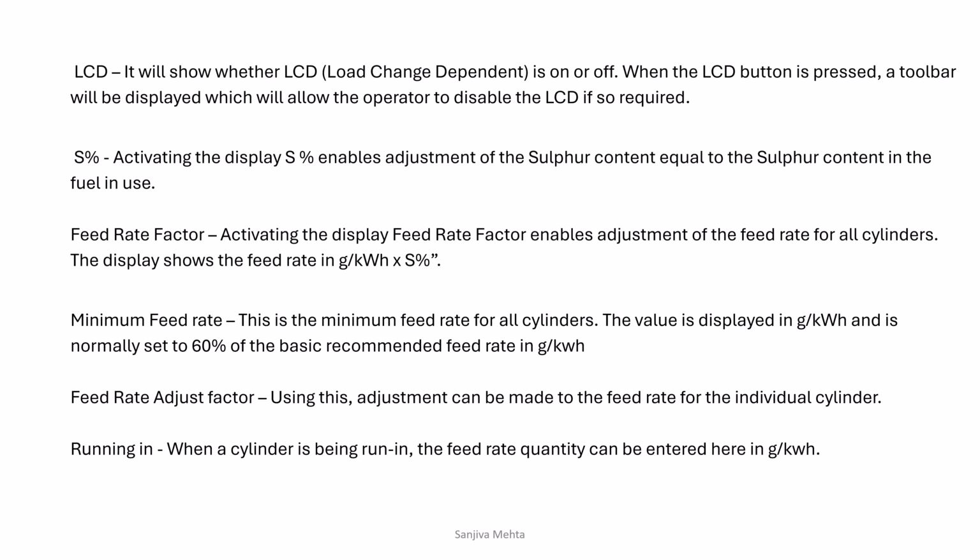Sulfur percentage. Activating the display sulfur percentage enables adjustment of the sulfur content equal to the sulfur content in the fuel which you are using. So if the fuel has changed, you can change the sulfur percentage as per the sulfur percentage in the present fuel. Feed rate factor. Activating the display feed rate factor enables adjustment of the feed rate for all cylinders.